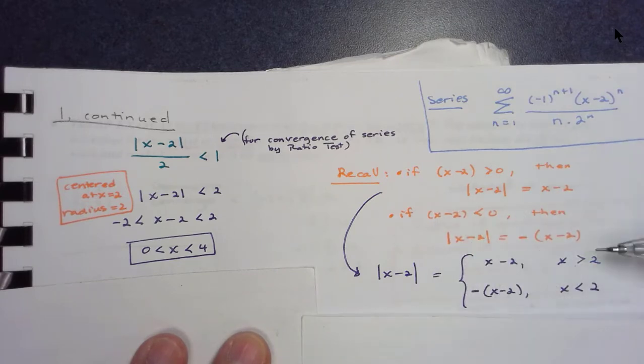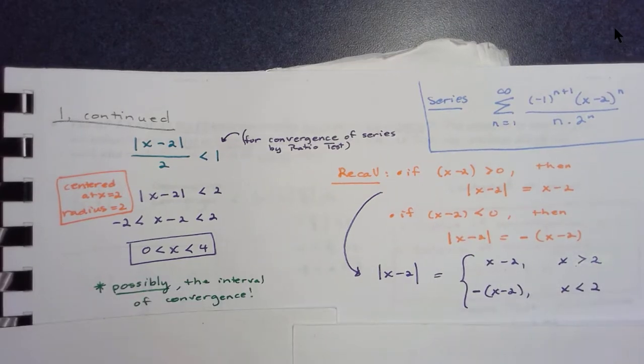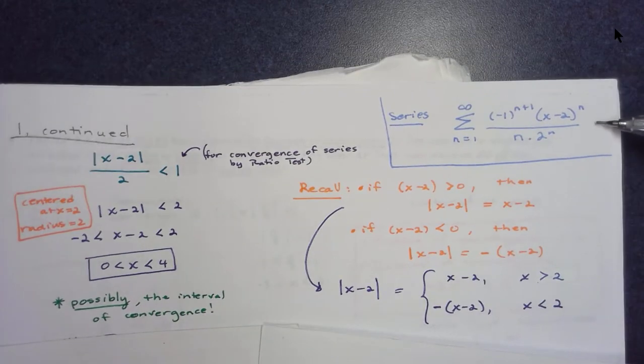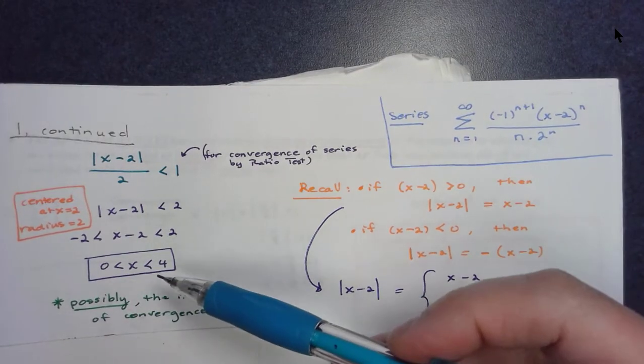Remember this? Now, a very important thing here is that this is possibly the interval of convergence, but we have to check endpoints. Checking endpoints means I need to know what is happening in my series when x is 0 and when x is 4.